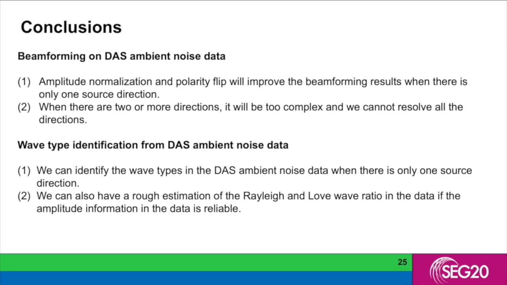The second part is wave type identification in the dust ambient noise data. It is very important to identify the wave types in the data before inverting for the subsurface velocity model so that we can choose a certain forward modeling scheme. Source direction information can help us to identify the wave types in the dust ambient noise data when there is only one source direction. And if the amplitude information in the dust data is reliable, we may be able to have a rough estimation of the Rayleigh and Love wave ratio in the dust ambient noise data.